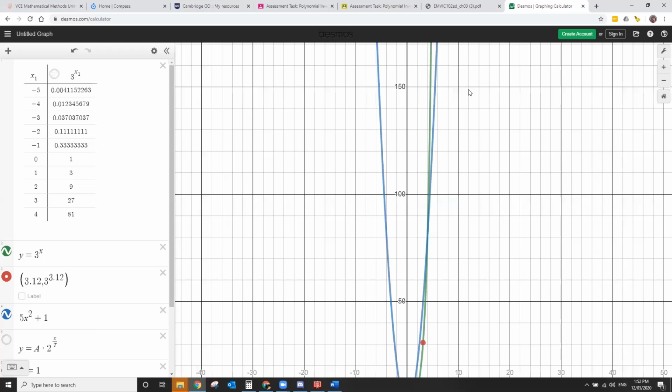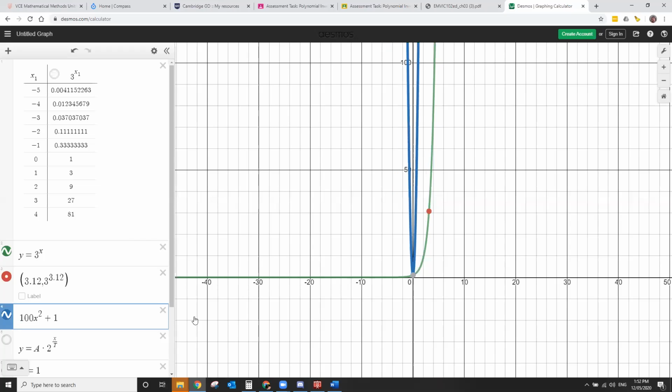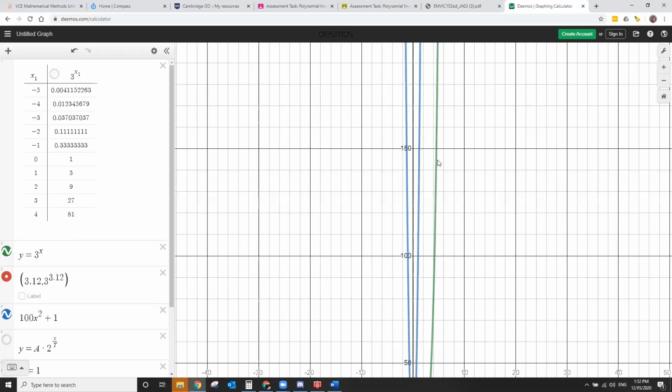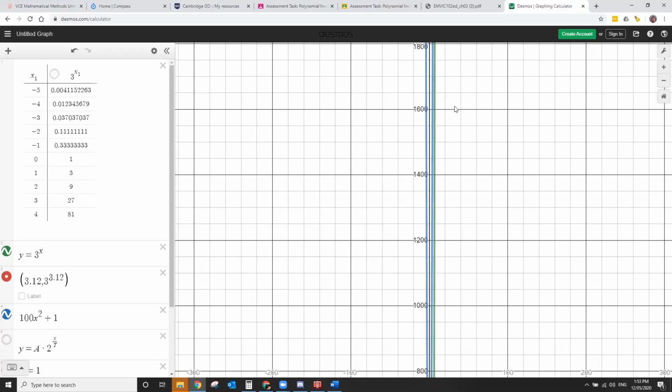And I could extend this argument. I could make my parabola really, really big. I could make it like 100. So it's way, way faster growing than our exponential, but there's still going to come a time, it might be a little bit further into the future.